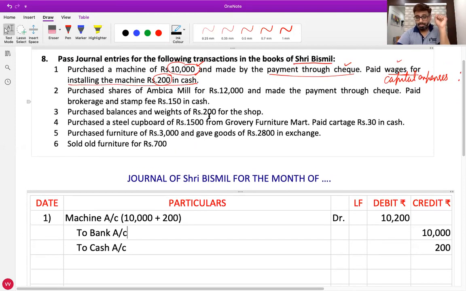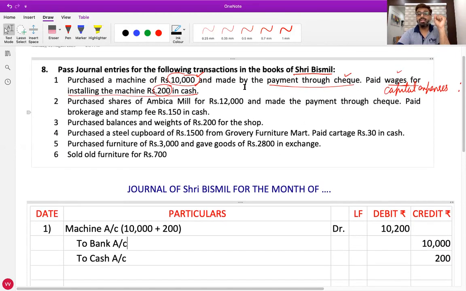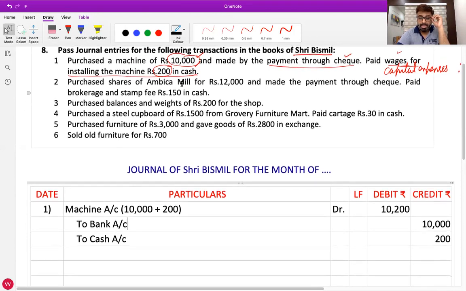Second effect, bank is the giver. Rule: credit the giver. Therefore, to bank account 10,000, we are paying by bank.